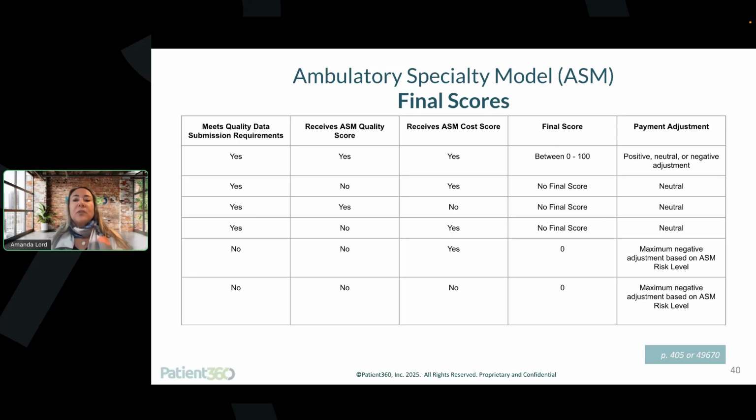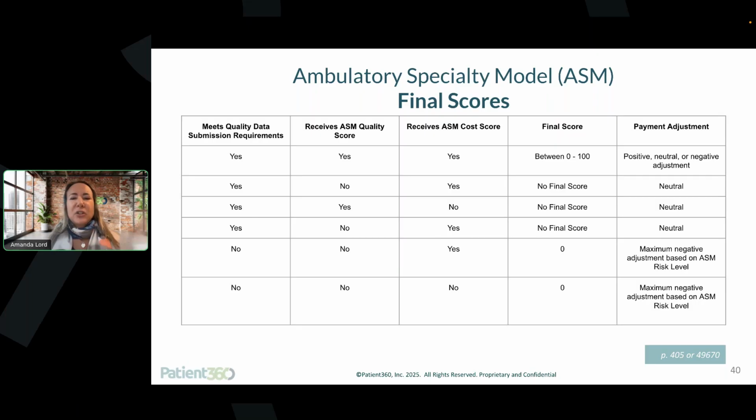So for example, if you earn a score for both quality and cost and therefore earn a final ASM score, the ASM participant will be eligible for a positive, neutral, or negative payment adjustment. To get a calculated final score from 0 to 100, you've got to get a score in at least one category, quality or cost. If you submit your quality data but still end up with no score for quality and no score for cost, you will be held harmless and receive a neutral payment adjustment.